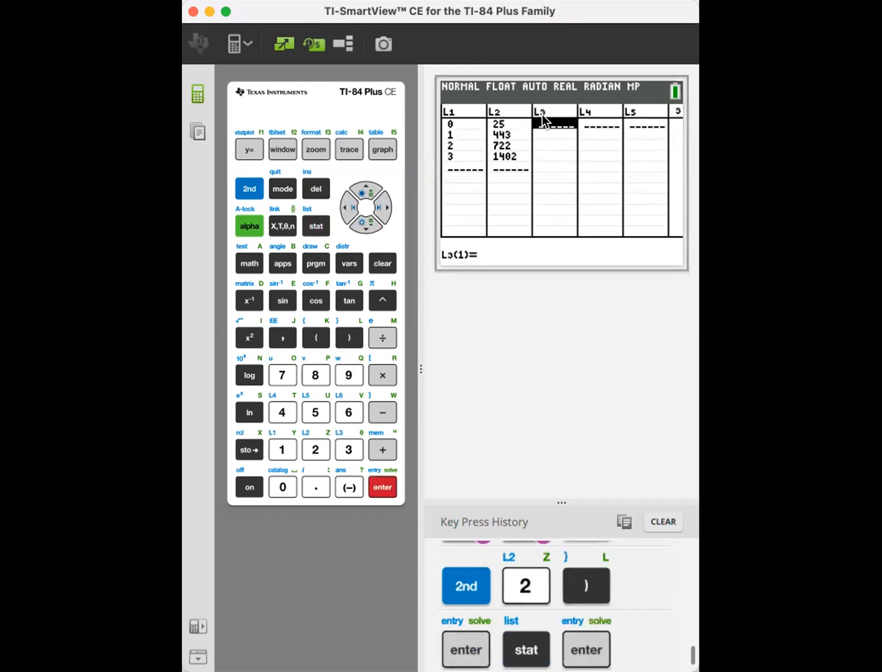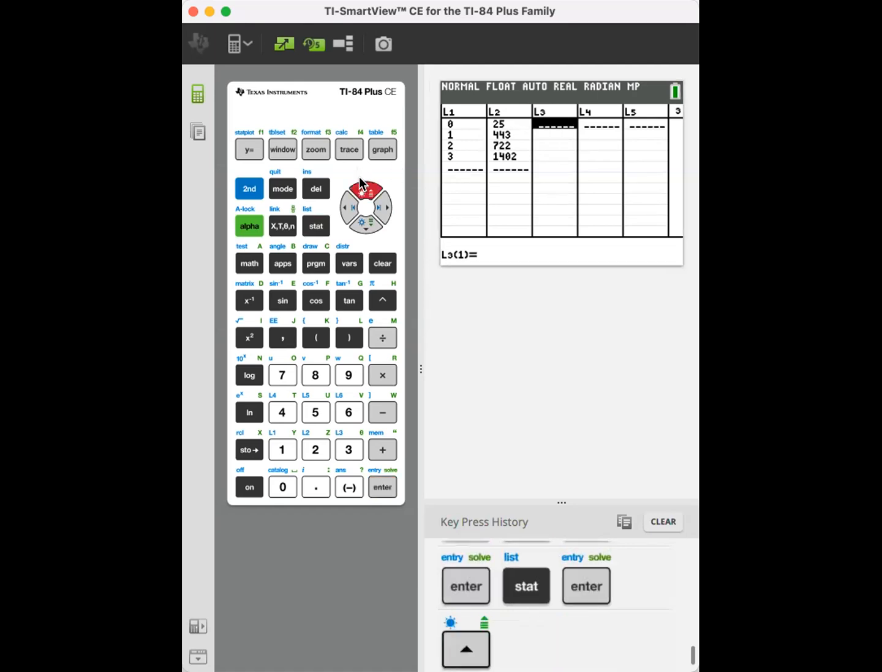And I'm gonna now tell the calculator, I want L3. Remember, that's my probability distribution. Make sure you highlight it by using the up cursor. So use the up cursor, you highlight L3. So you want L3 to be the sum of L2, okay? Not the sum of L2. We want L3 to be L1.